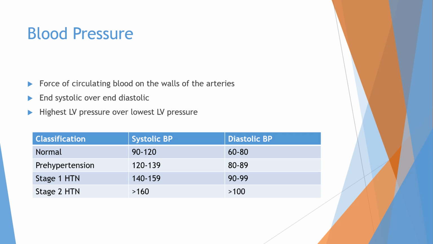So blood pressure is the amount of force that is needed to open the aortic valve, right? So our systolic blood pressure is the pressure of our valve opening. And then diastolic is the pressure once it's closed. It's our highest left ventricle pressure over our lowest. Normal is less than 120 over 80.